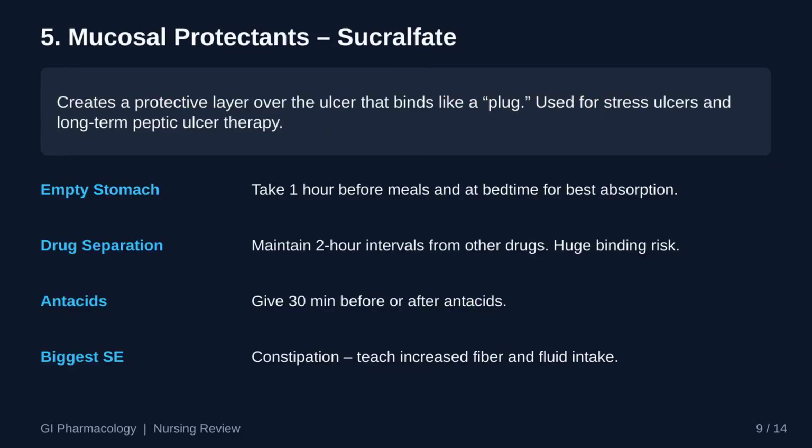Sucralfate is a mucosal protectant that creates a protective plug over the ulcer. It must be taken on an empty stomach, 1 hour before meals and at bedtime. Maintain a 2-hour separation from other drugs because it binds extensively. Constipation is the biggest side effect. Misoprostol is another protectant but is contraindicated in pregnancy.